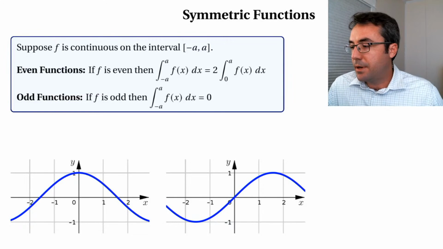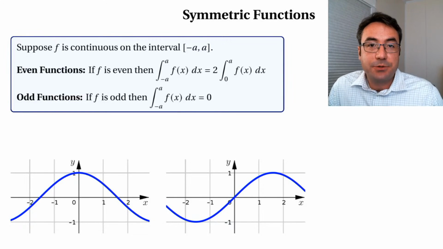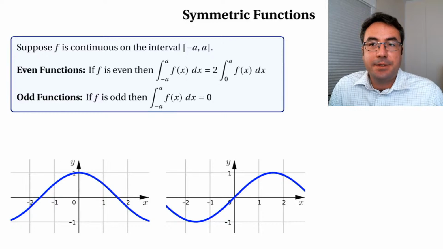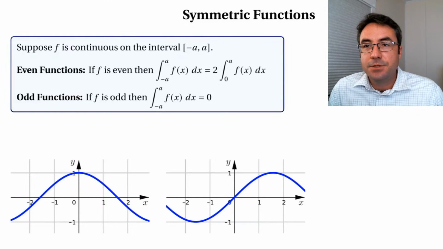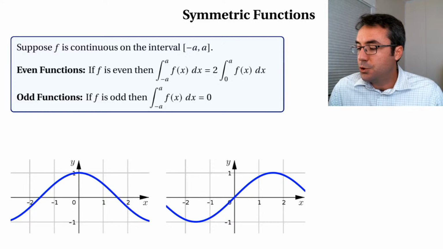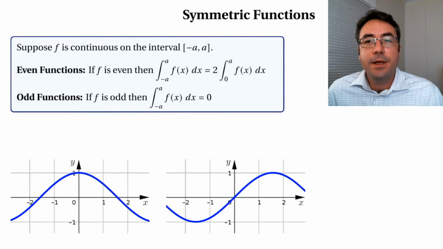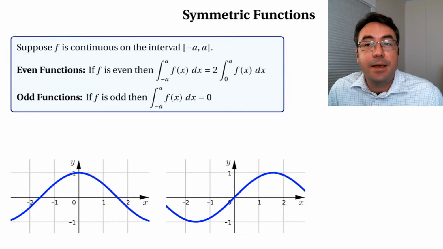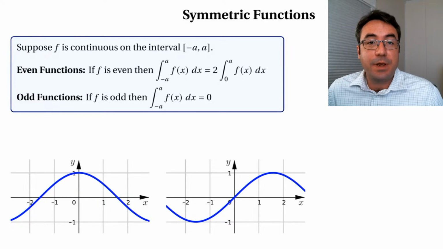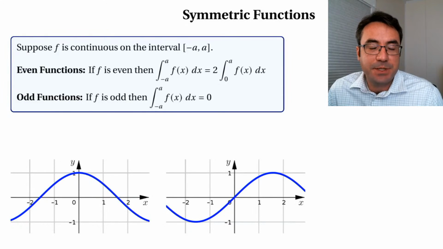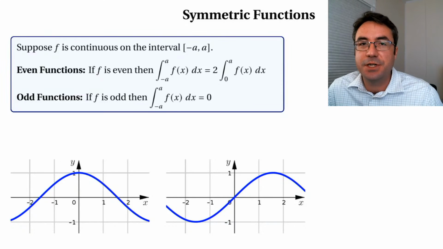Now finally, we're going to look at what happens when we have symmetric functions, and it's also going to be helpful to think of this in terms of area. So we have two properties here. One that tells us what happens if we try to integrate an even function, and the other one if we integrate an odd function. And we'll see what the specific definition for an even function and an odd function is in a second.